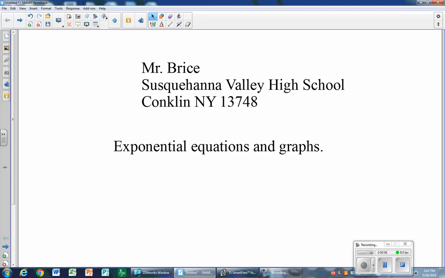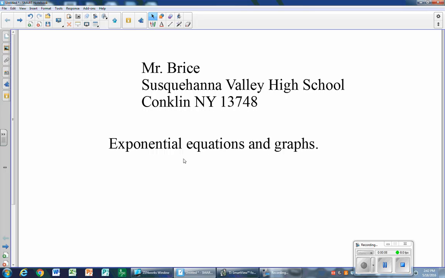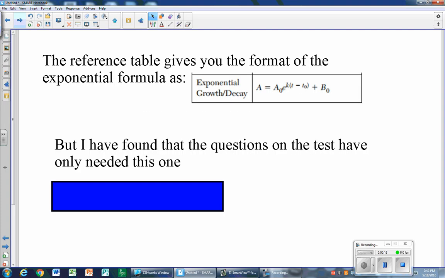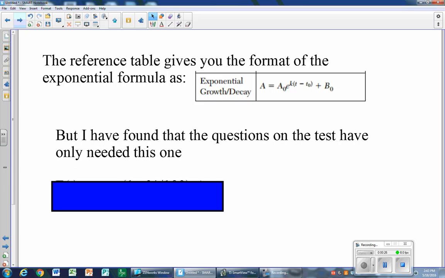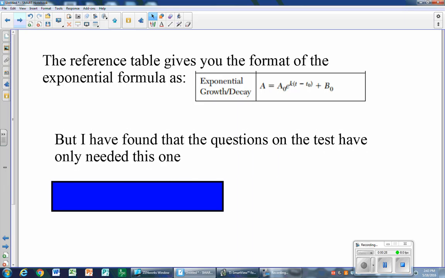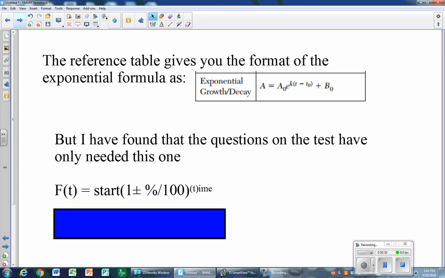And today we are going to focus on exponential equations and their graphs. This is a very important topic. You will always see one of these questions on the Regents, Common Core Algebra. The reference table gives you the format of the exponential formula as exponential growth or decay equals, ouch. But I have found that the questions on the test have only needed this formula.